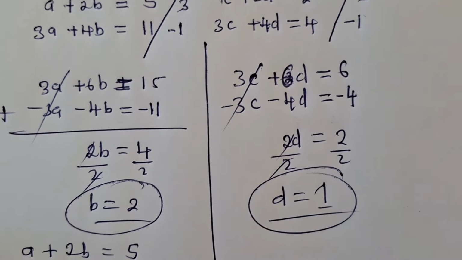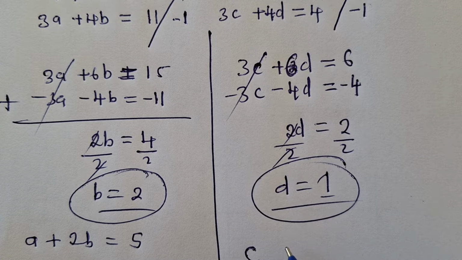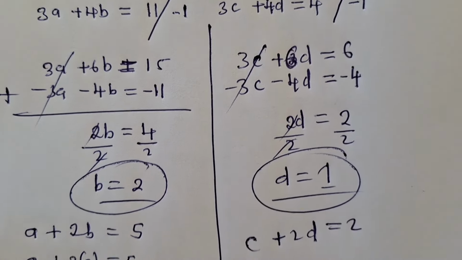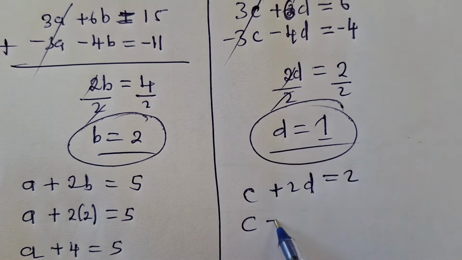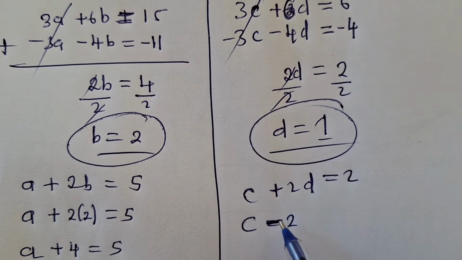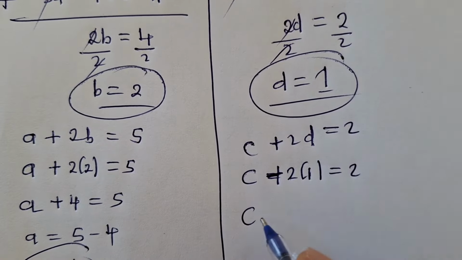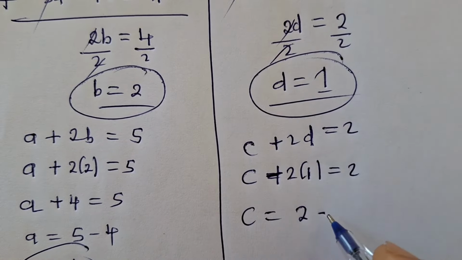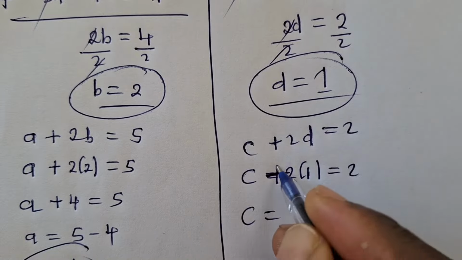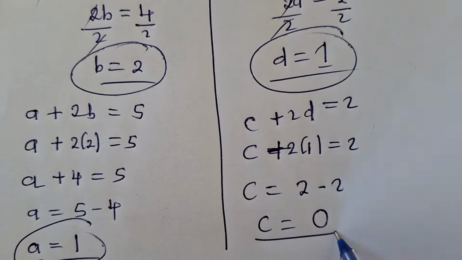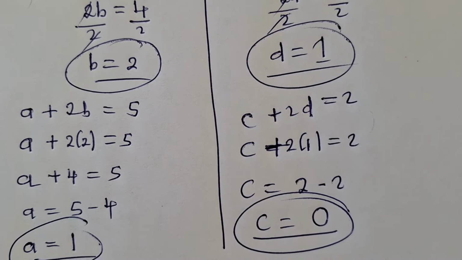I'll get this equation. So C plus 2D is equal to 2. I want to solve for C. C plus 2 times 1 here is equal to 2. So C is equal to 2 minus 2, because this will give me a 2. So it will come this side, it will be minus 2. My C is equal to 0. So this is C. It's equal to 0.